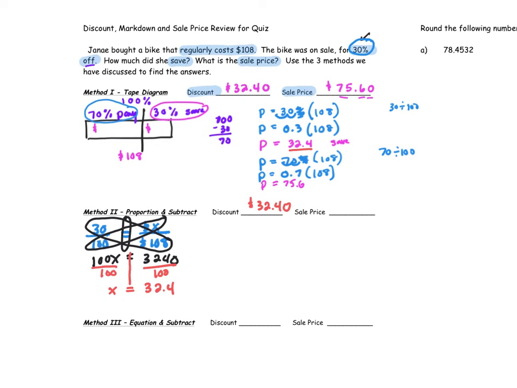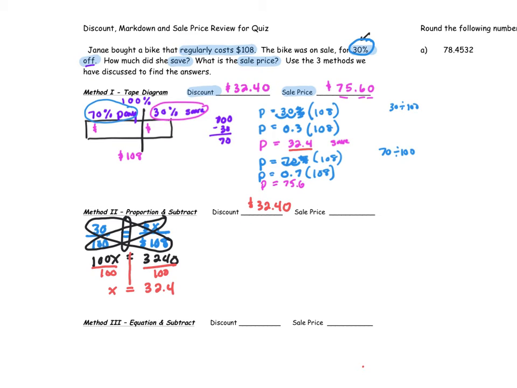$32.40. Now, in a word problem, we would only write that if they ask us what we save. That would be the answer if they say what we save. If they ask what the sale price is, we have to go one extra step. And so this would be the disadvantage of this, knowing that whatever we have here would not be the answer to the sale price. It's the discount that we found.